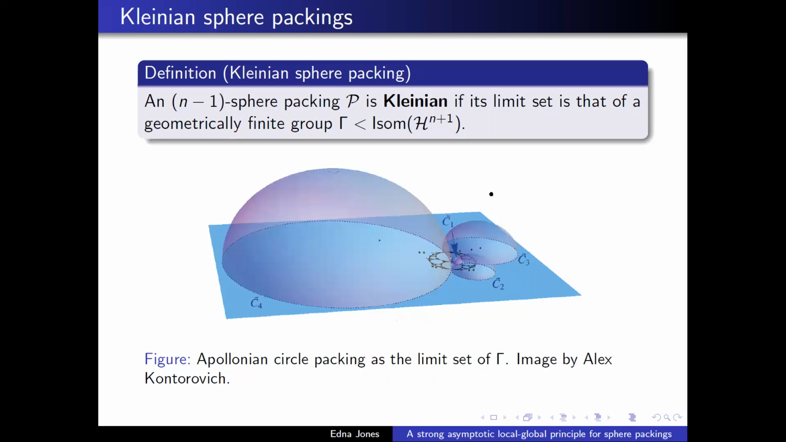The sphere packings that I showed on the previous slide are the limit set of groups, dimensionally finite groups of isometries of four-dimensional hyperbolic space, but it's kind of hard to show that. It's kind of hard to draw four-dimensional hyperbolic space, so I had to go with the Apollonian circle packing.